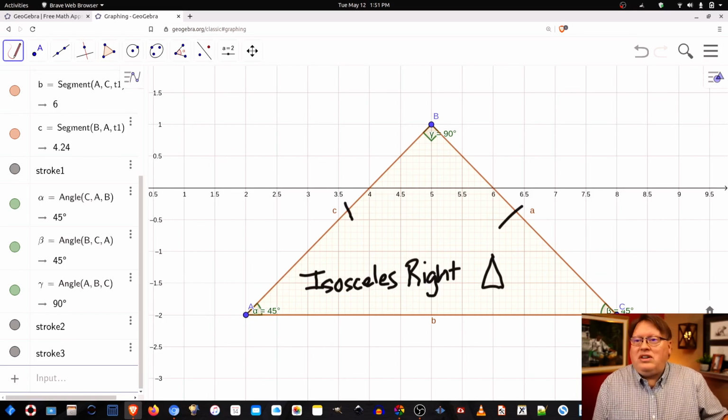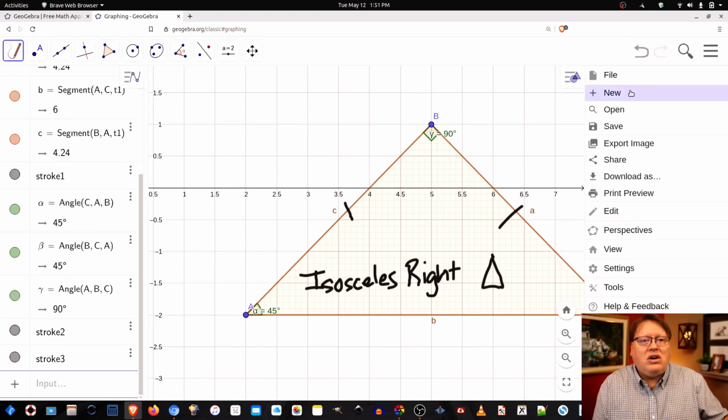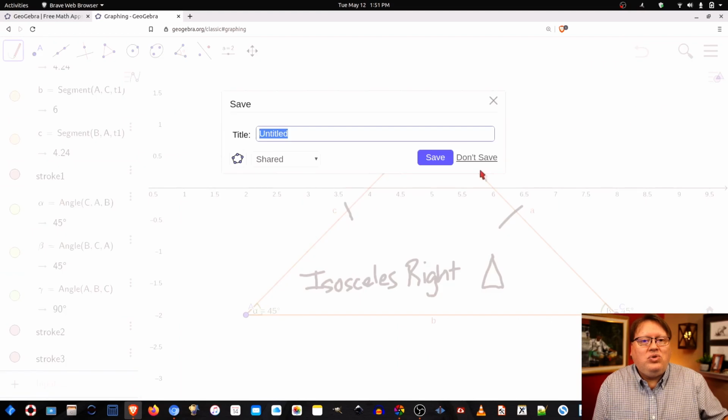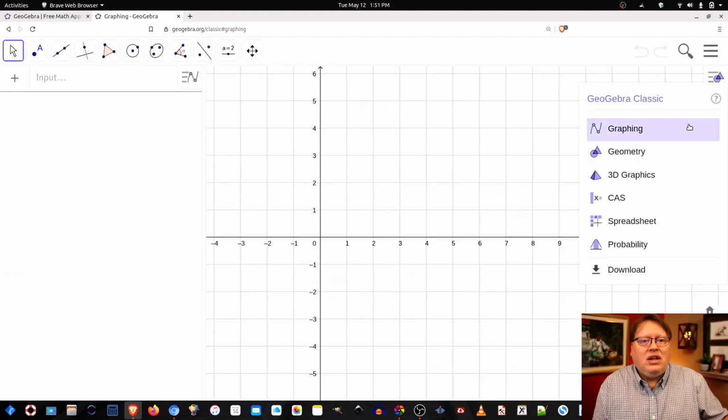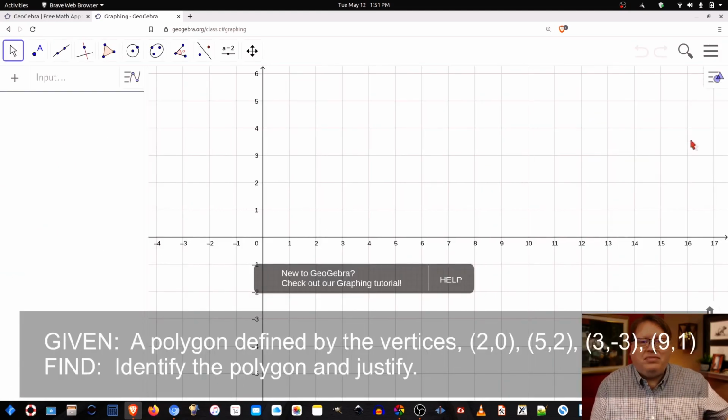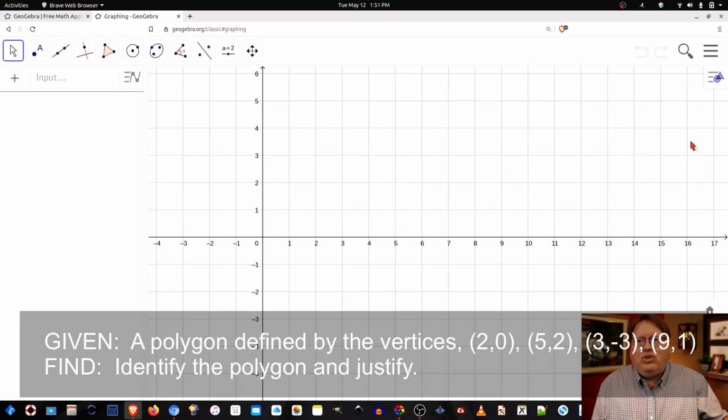So anyways, let's do our last problem. This is problem number 6. We want to clear out our work. So we're going to do new and don't save. And this will be it. Our last one. Okay. So if you guys want to try this one and see how you do, that would be great.